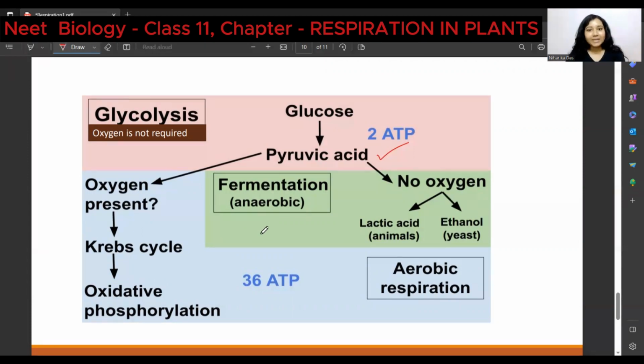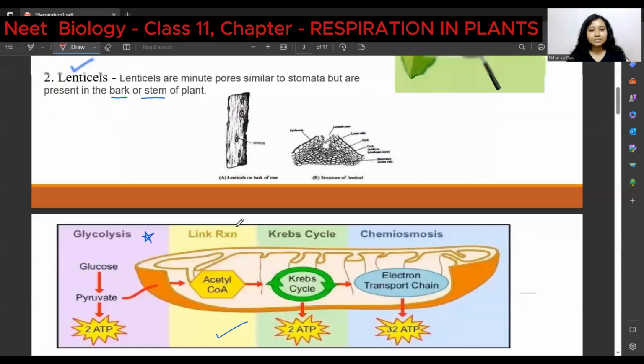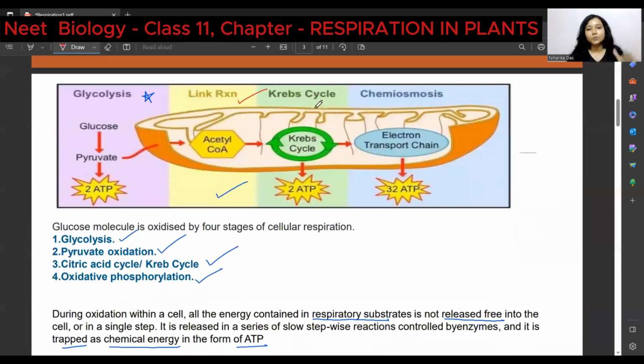So that's all from my side. In the next class, we are going to further discuss the other 3 reactions: the link reaction in between, the Krebs cycle, and chemiosmosis, or oxidative phosphorylation.